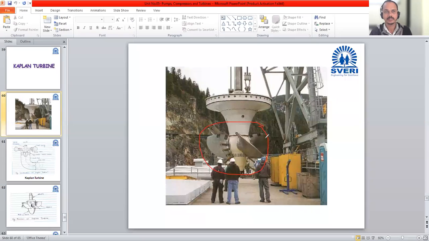Which is used to push that ship in forward direction. But the difference in turbine and propeller is that the vanes of the turbine are movable. It can be rotated along the axis. Here, if suppose here is the joint to the hub, then these vanes can be rotated. So we have to use Kaplan turbine when the discharge is very high and when water is available at low head.